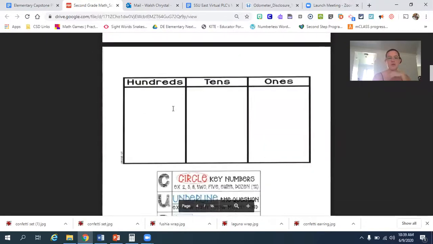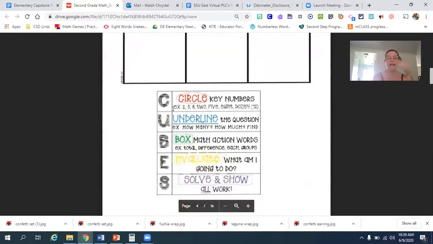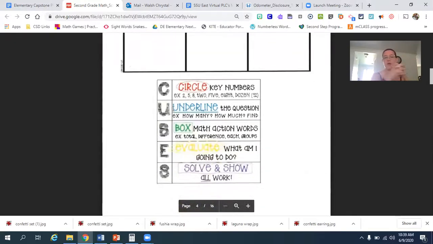It also gives you your base 10 blocks, so your ones, your tens, your hundreds, that are helpful for when you are drawing a quick picture to illustrate and explain how you solve your problems. In the word problems, it asks you to use the CUBES model to solve those word problems. So CUBES, basically each letter stands for a different step of your problem.